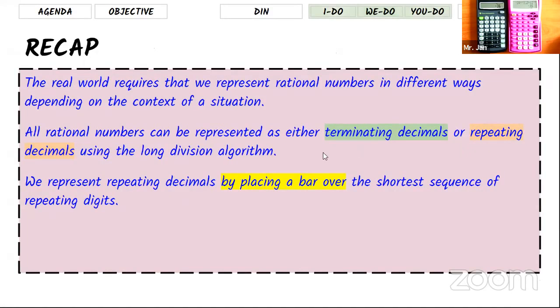So then the last thing is all you need to remember: all rational numbers can be represented as decimals, either terminating decimals or repeating decimals. And the other thing you have to know is we can represent repeating decimals by placing a bar over the number, like a dash on top of it. Okay, so this is the review for today.